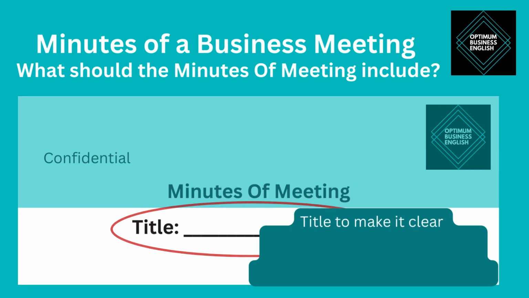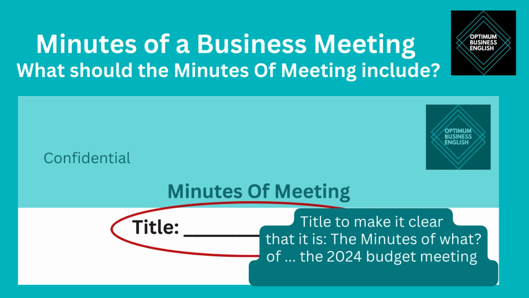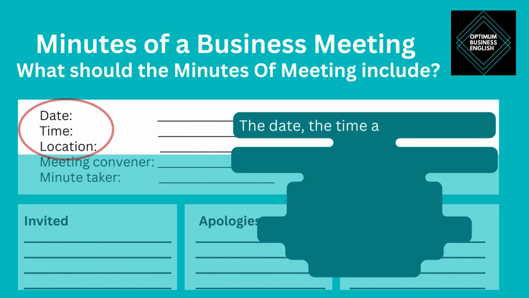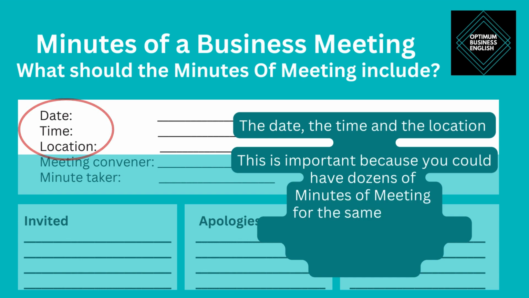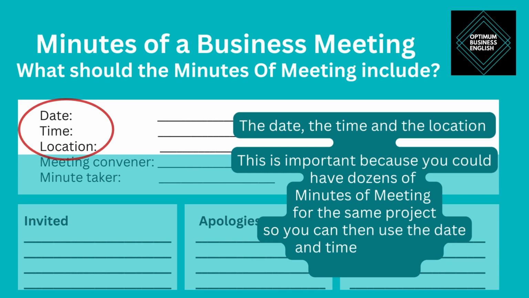It should have a title to make it clear that it is the minutes of what? Of the 2024 budget meeting or the SAP project status meeting. Then it should also note the date, the time, and location where the meeting was held. This is important because you could have dozens of minutes of meetings for the same project. So you can then use the date and the time to identify which one it is.